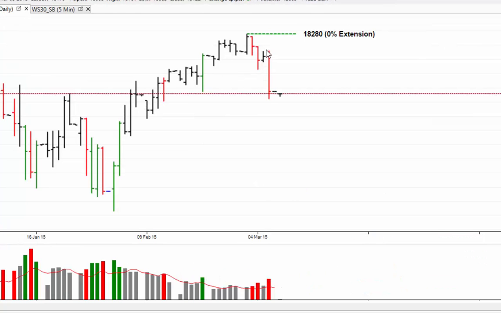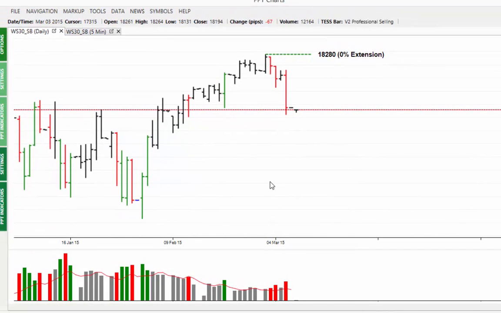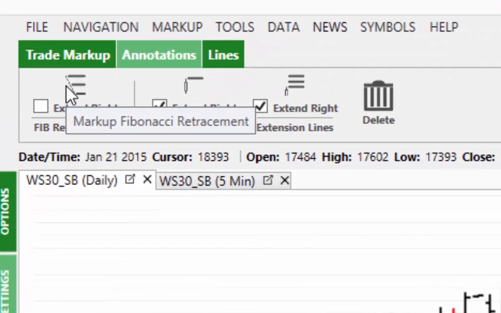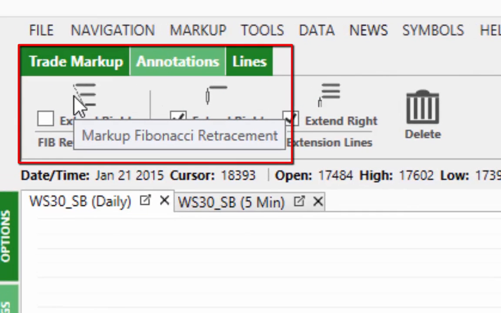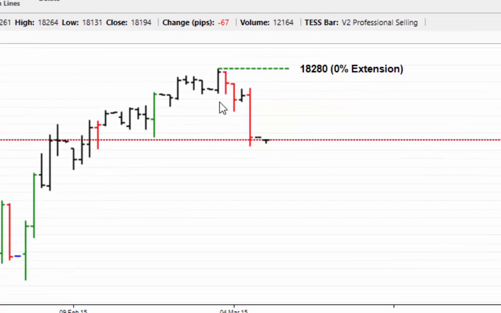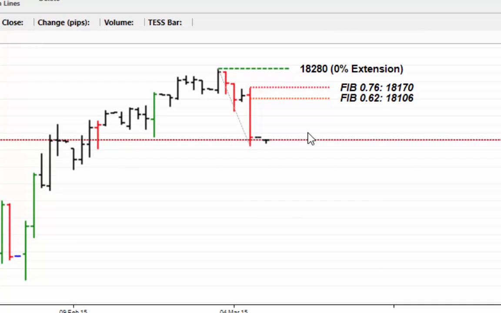In the daily chart, you can see how the market moved lower on Friday. Big bar there, selling as well. So what we need to do now is see how much momentum this market's got to move back to the upside. One way to do that is to use the fib retracement tool, which can be found in the markup menu over on the top left here. I'm just going to left click on this, and I'm going to draw from the top down to the low of Friday's bar.